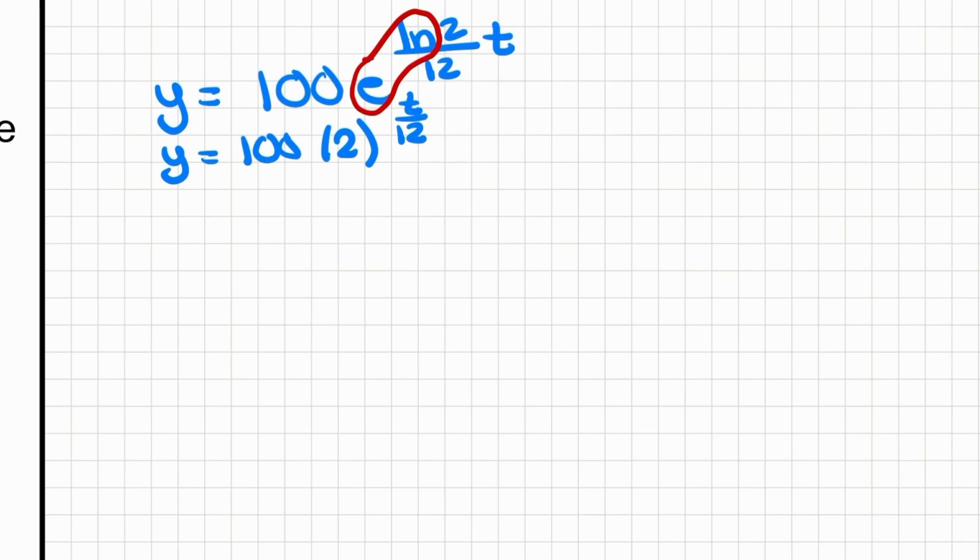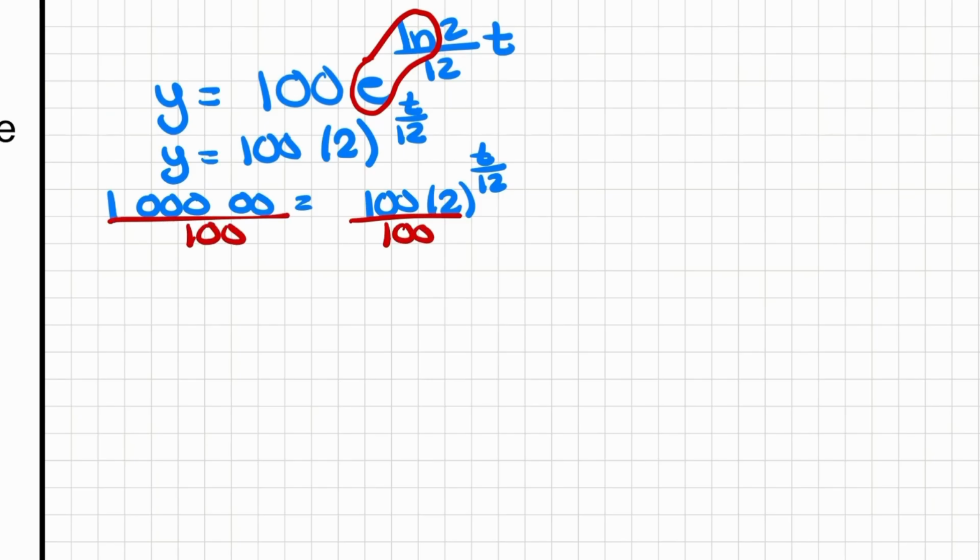So we know that we are aiming for 1 million bacteria. So how long will it take before there's 1 million bacteria? So now our y value is 1 million. That is equal to 100 times 2 raised to t over 12. We are going to divide both sides by 100, and you're going to see there's a method to my madness here in a second why I didn't multiply that out.